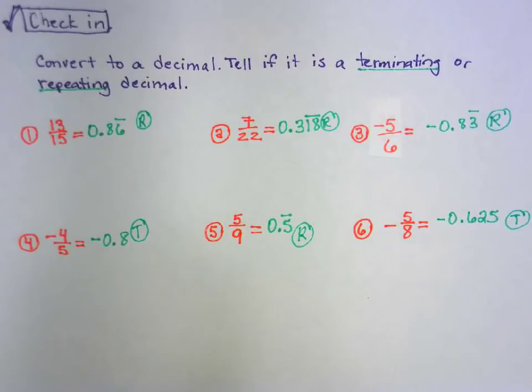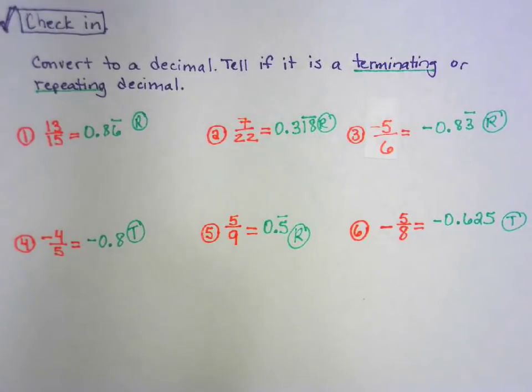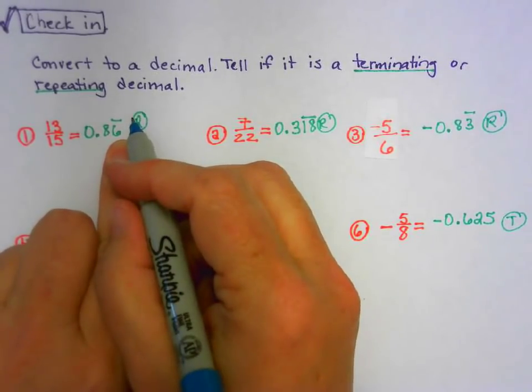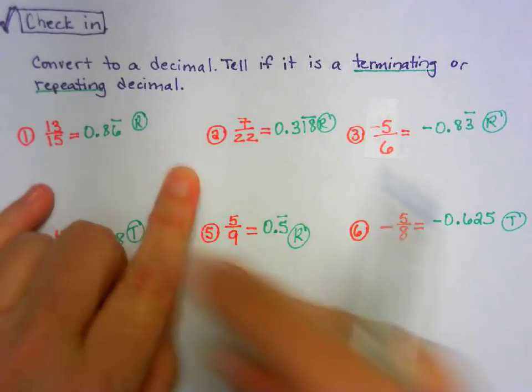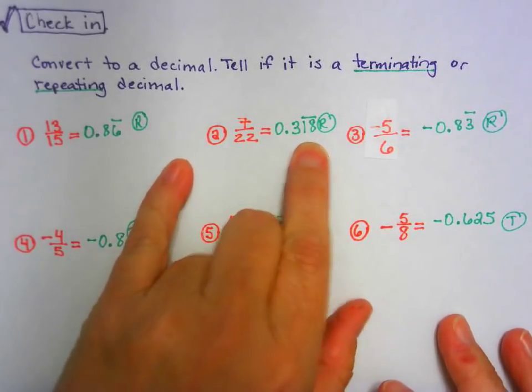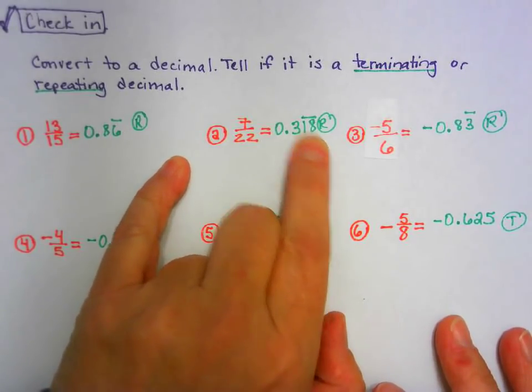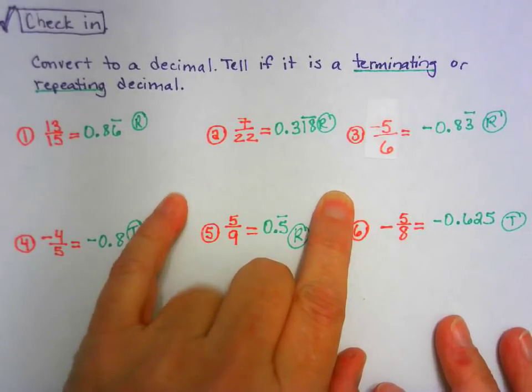Okay, here are the answers. Just a couple of things that I want to point out from the answers. The first thing is to be careful where the repeating bar goes. If I were to put 13, and when I did long division, I see that it's only the 6 that repeats. So only the 6 gets the repeating bar. When I did 7 divided by 22, the 3 didn't repeat, but the pattern started with the 1, 8, 1, 8, 1, 8, 1, 8, and I used my repeating bar over that.